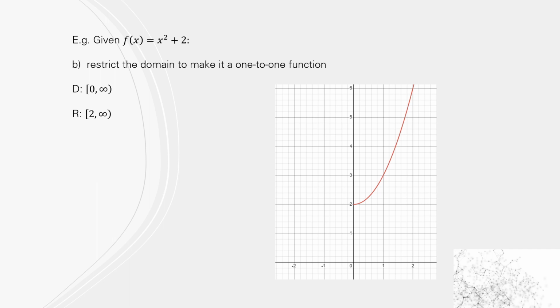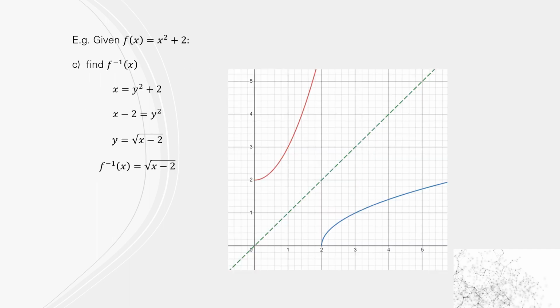So in restricting it, what we'll do is we'll take the right half of the parabola. When we restrict it, we try to take the maximum domain possible. So in this case, the maximum domain is from the vertex of the parabola, and we're going to take from 0 to infinity for the domain, and our range stays the same. It's still 2 to infinity. This now becomes a one-to-one function. This means that we're able to find the inverse.